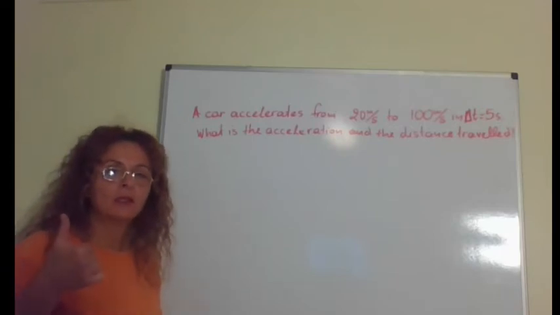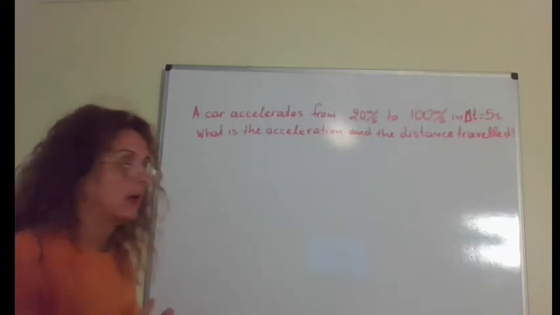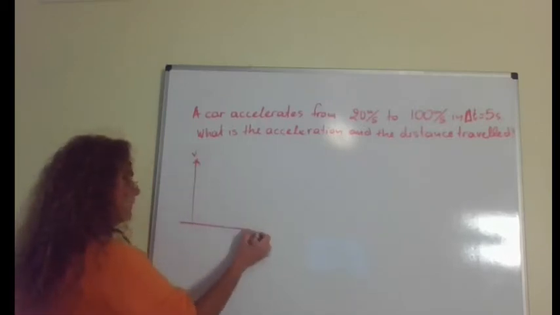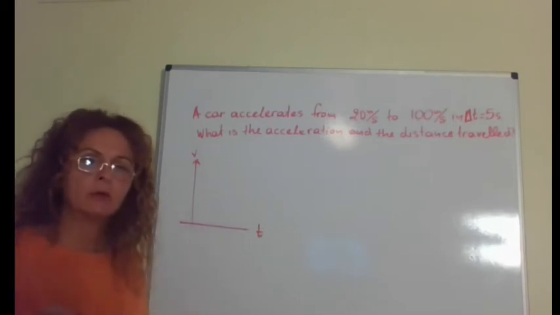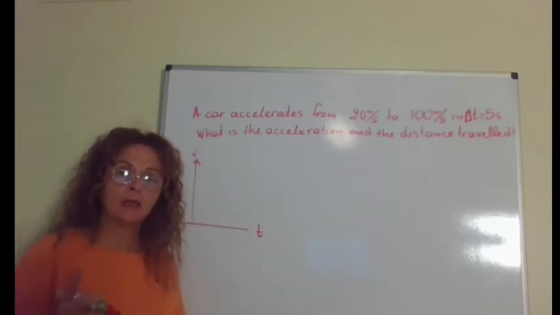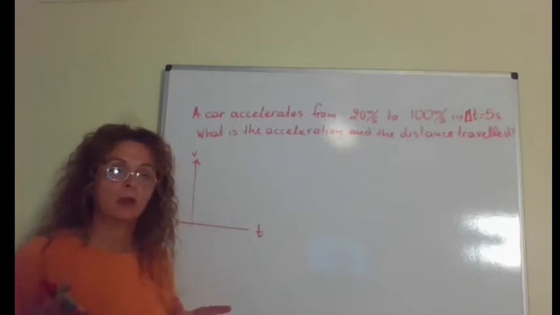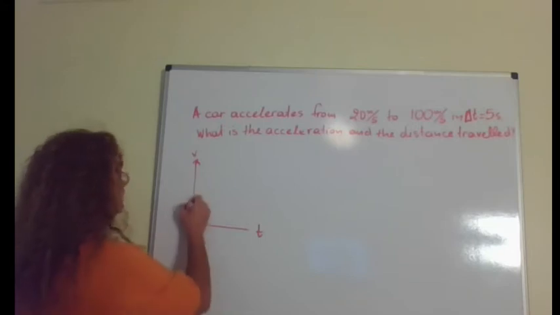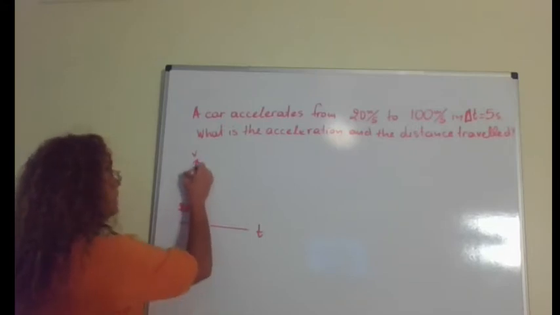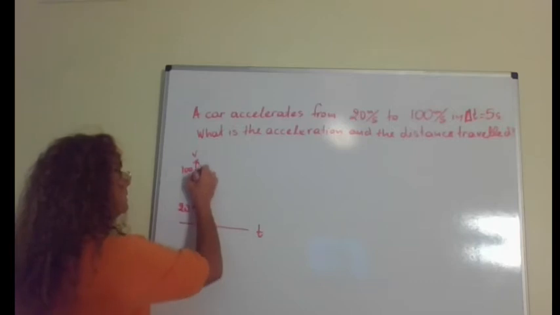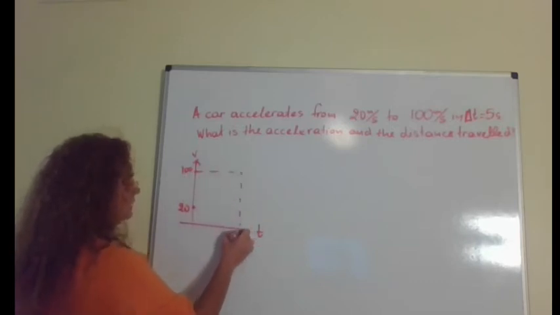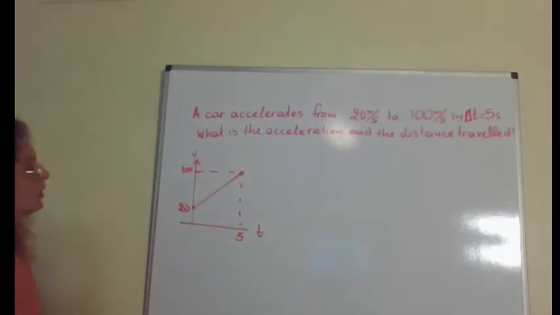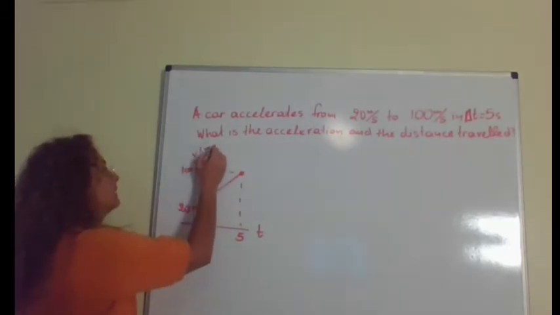The first method is doing a graph, okay? So the graph is always the velocity time graph. Why? Because the velocity time graph gives information about acceleration and displacement. It has everything. So in this case, my velocity changes from 20 to 100 in 5 seconds. This is my velocity time graph.